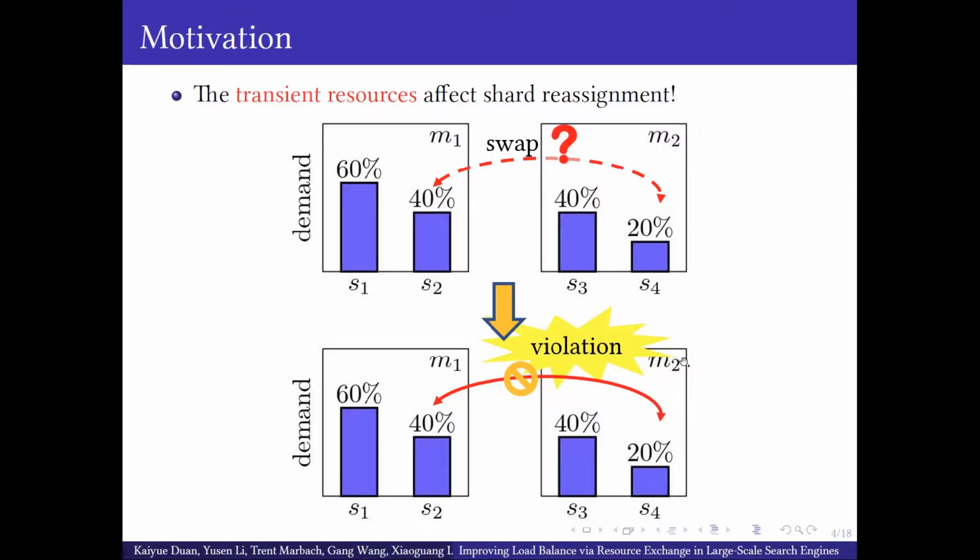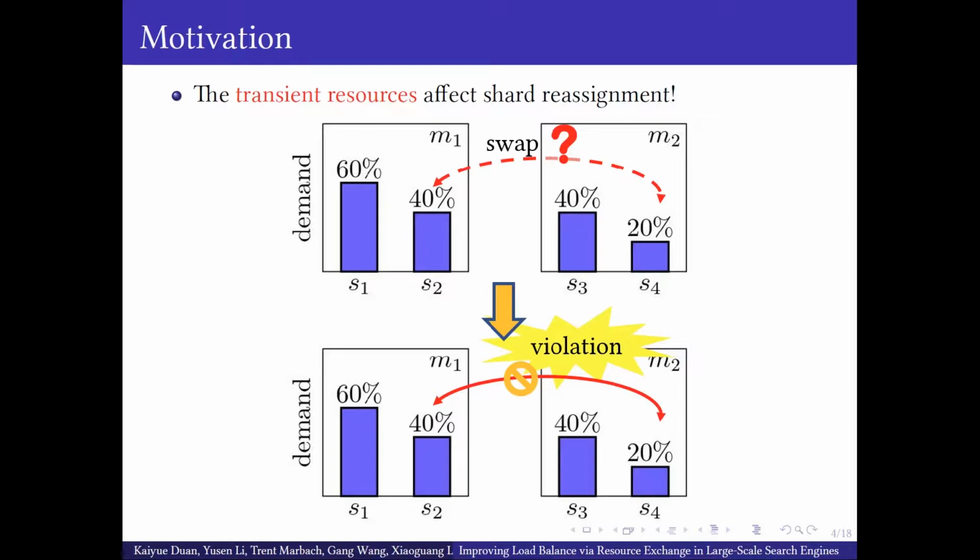During the shard reassignment, some resources, for example DRAM or disk space, are consumed simultaneously by the shard on its initial machine and its copy on the target machine. We call such resources transition resources. Transition resources affect the shard reassignment.